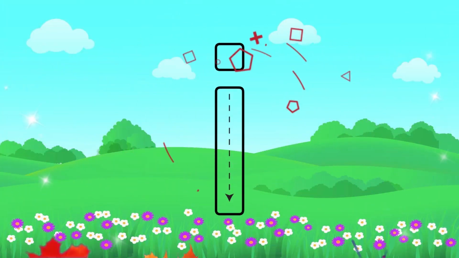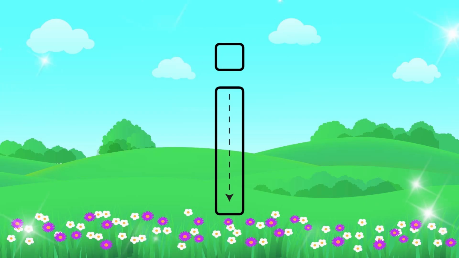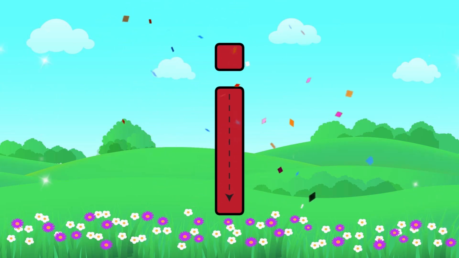Now it's time for I. Let's trace I. Pull down, then dot it on top. Woohoo!